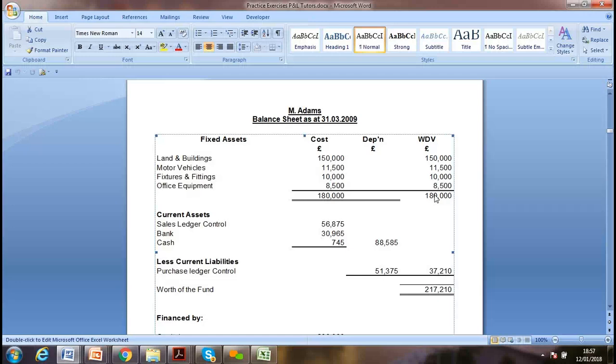Depreciation means reducing the value of the asset. Because if I bought it for £100,000, after 5 years it won't be worth 100,000.